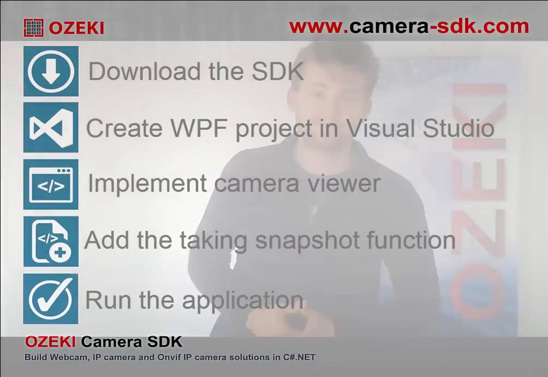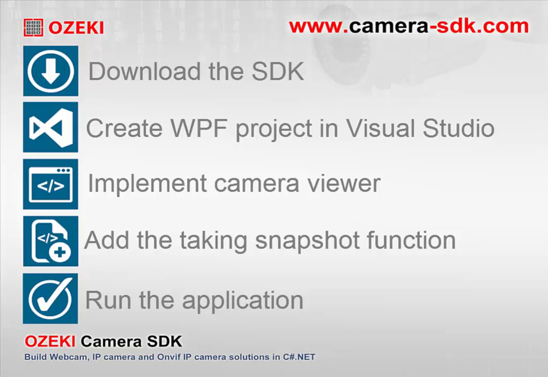Let's start. In this video, the main steps are the following. First step, download the SDK from the website. Second step, create a WPF solution in Visual Studio. Third step, implement the camera viewer application. Fourth step, extend the application with a taking snapshot function. And finally, the fifth step, check the result and try out our application. Let's start now with step 1.